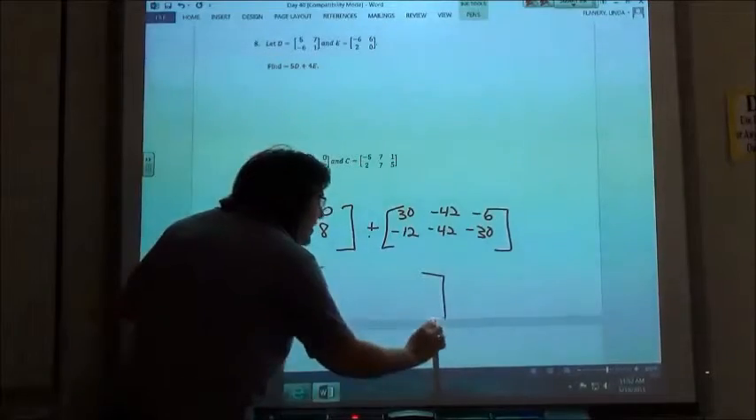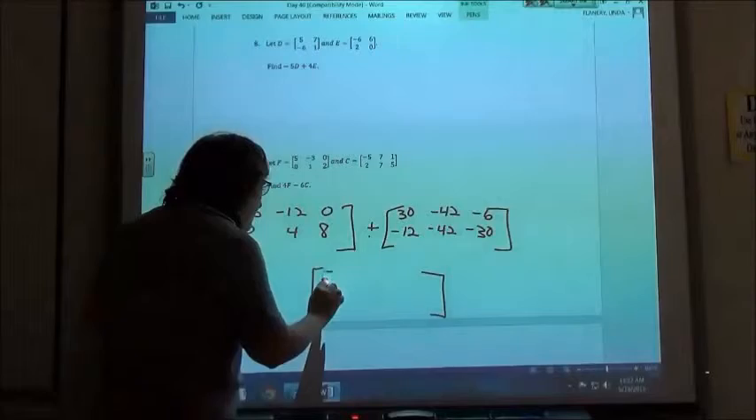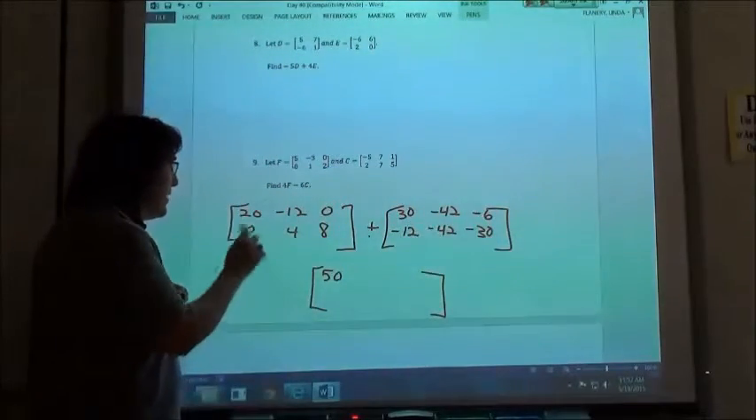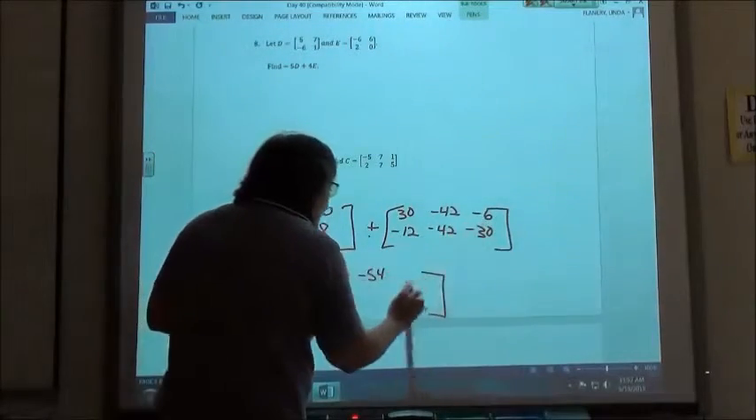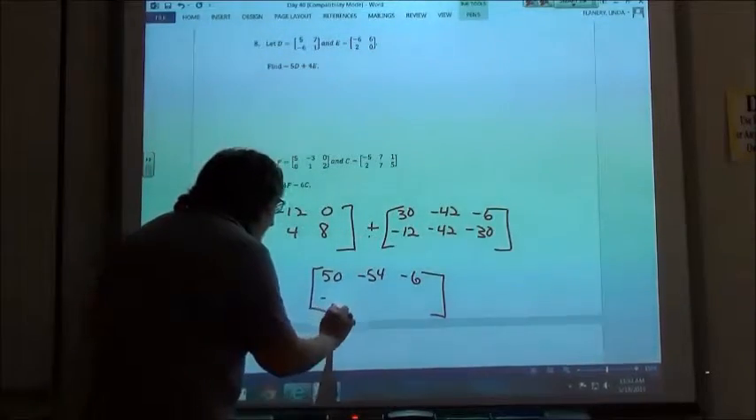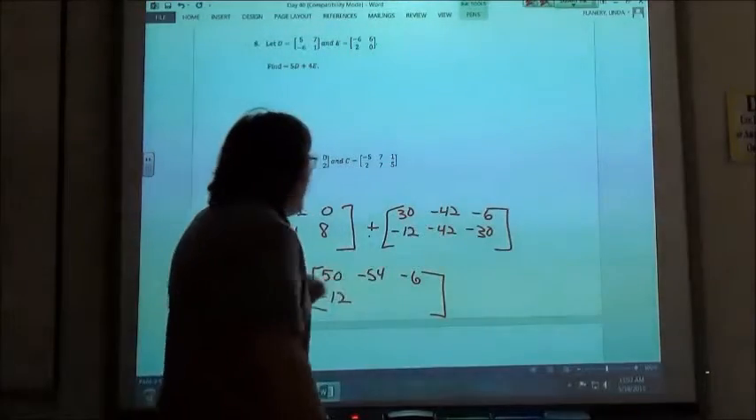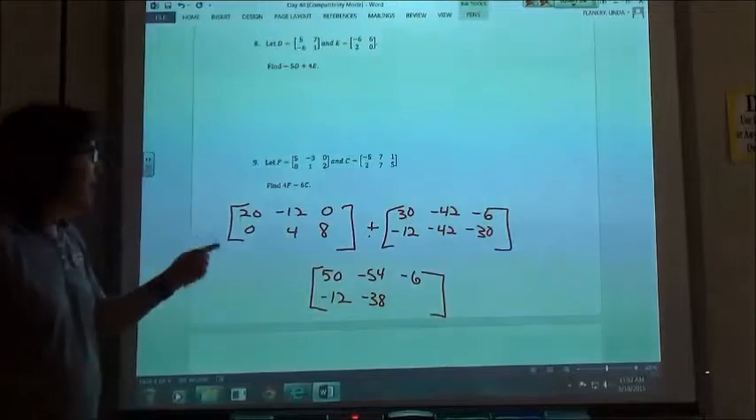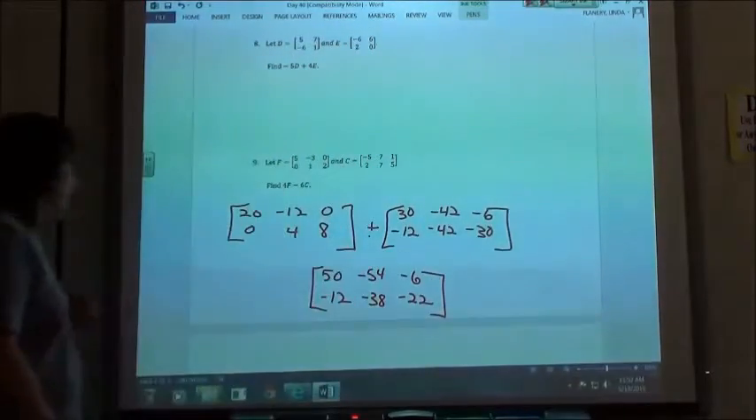We're then going to add things in the like spots. So 20 plus 30 would be 50, negative 12 and a negative 42 would be negative 54. 0 plus negative 6, negative 6. 0 plus negative 12, negative 12. I like the 0 ones. 4 plus a negative 42, I've got to subtract, so negative 38. And 8 plus negative 30, again, I have to subtract, so negative 22.